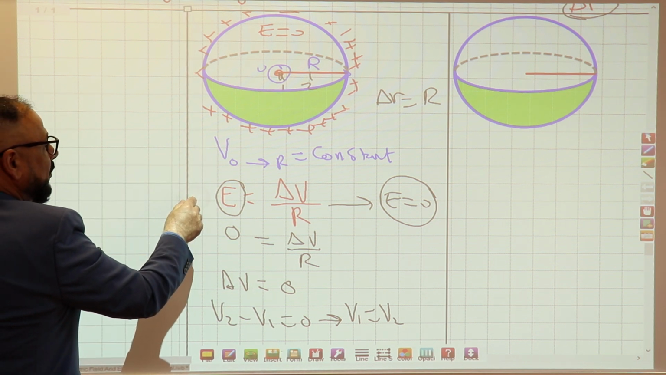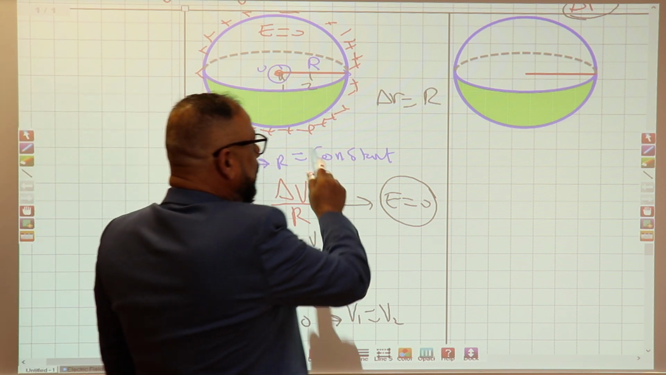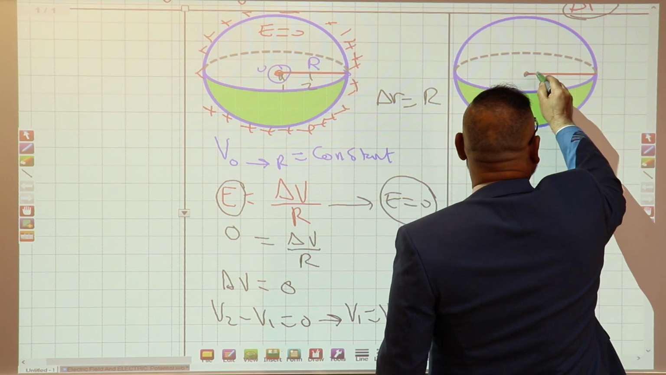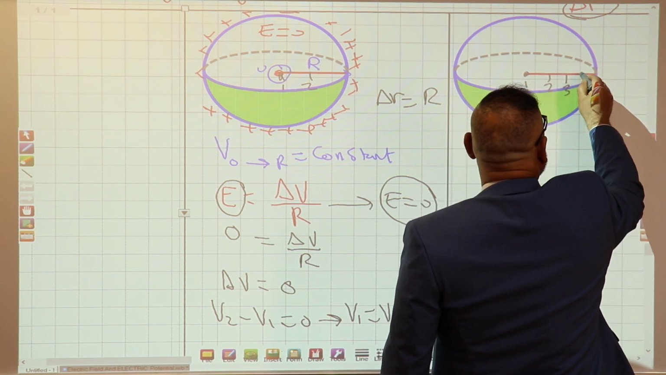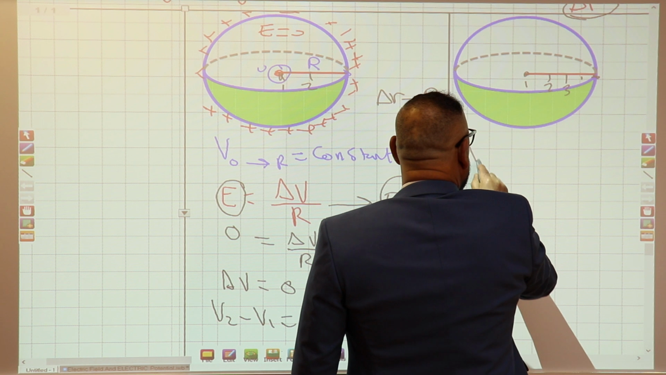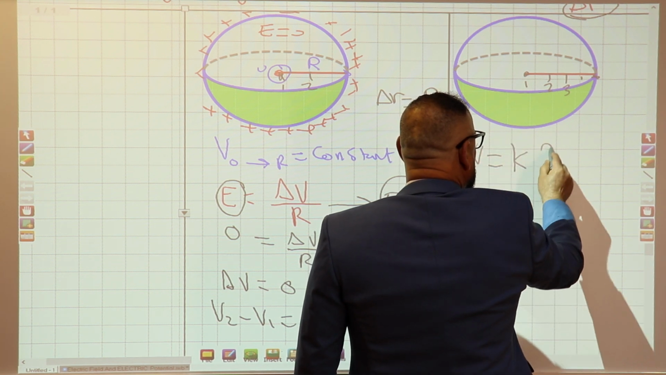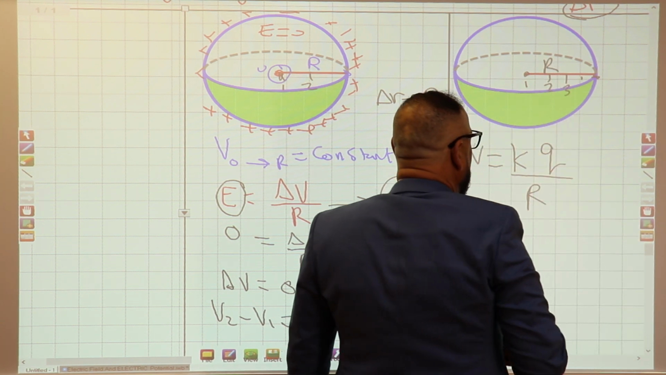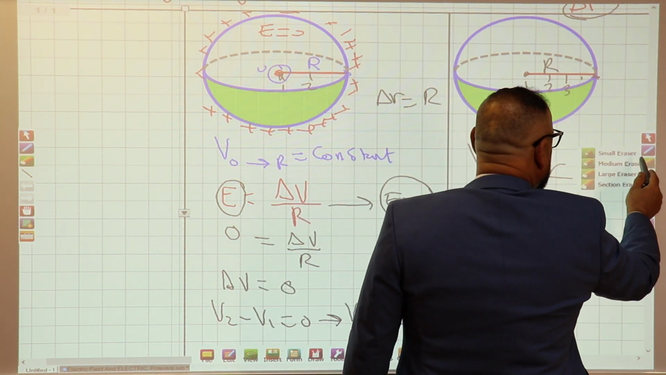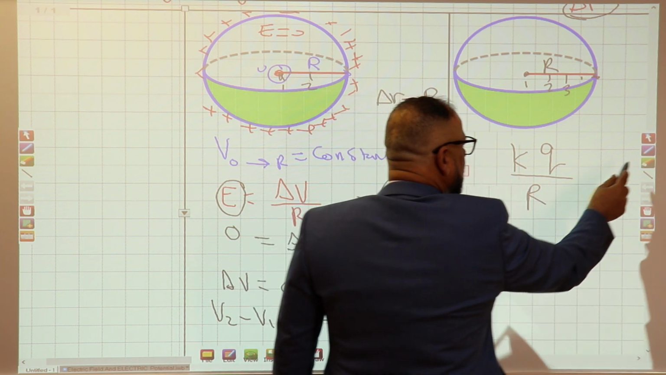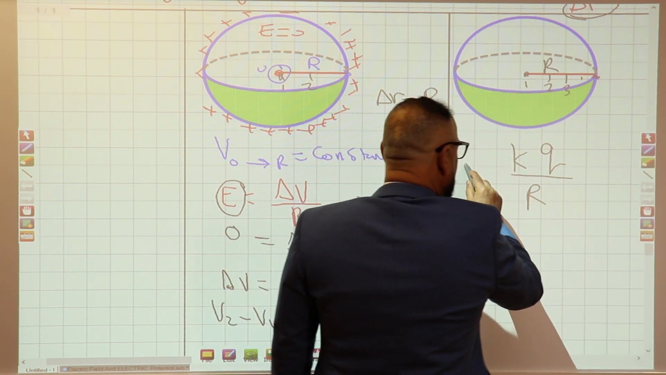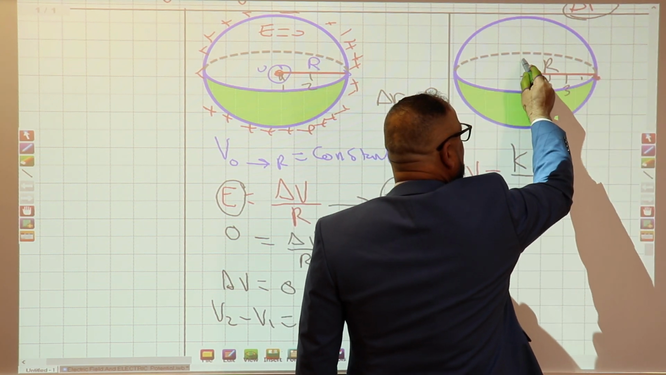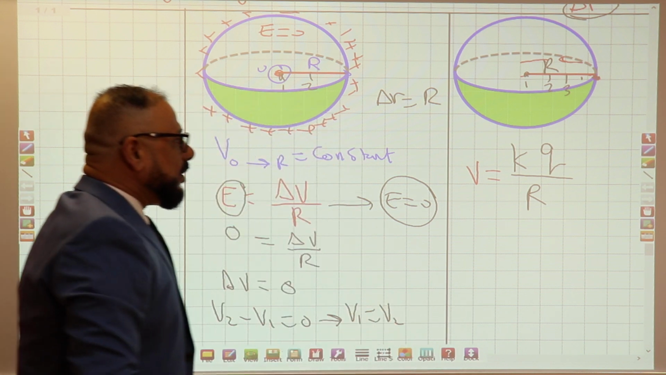What is my voltage value? The voltage value is the same. If I put 1 here, or 2, or 3, or 4, or up to the surface, V equals KQ over R, where R is the radius of the sphere. Then the voltage you will get at any point from the surface up to here, from here to here, is KQ over R.